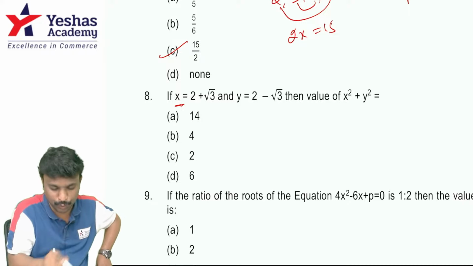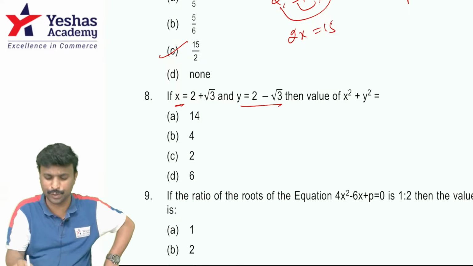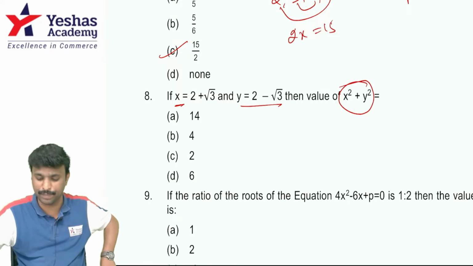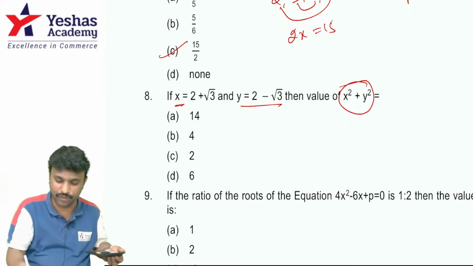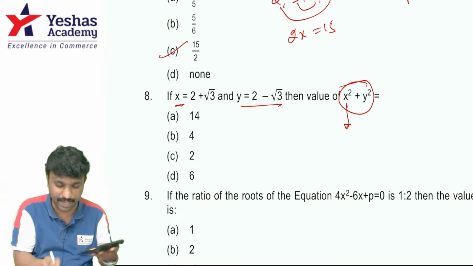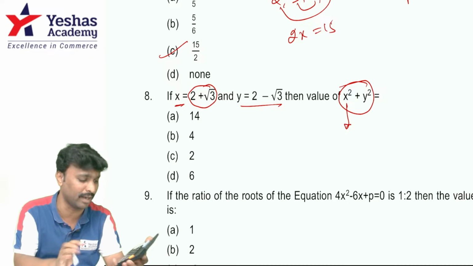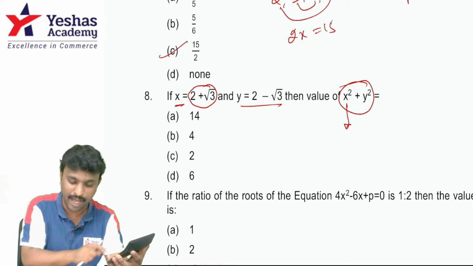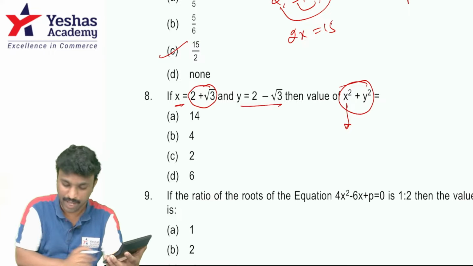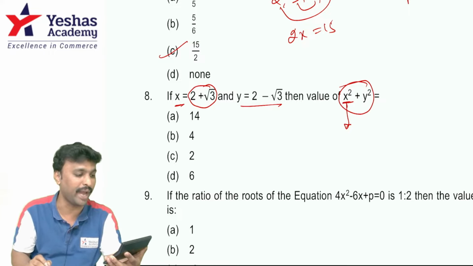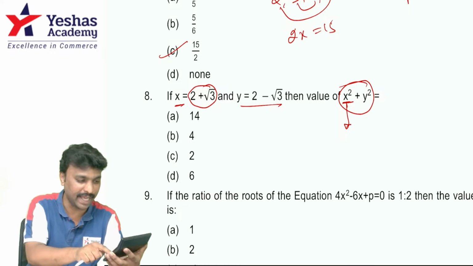x is equal to 2 plus root 3. y is equal to 2 minus root 3. We need to find the value of x square plus y square. First of all, find the value of x. Guys, how do I find the value of x whenever there's a root associated? Straight away in the calculator. 2 plus, type 3. 3 has got a root. Press the root. Now, x has to be squared. So, press into, press equal.